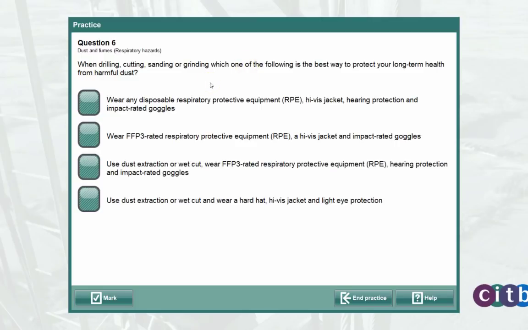When drilling, cutting, sanding or grinding, which one of the following is the best way to protect your long-term health from harmful dust? Wear any disposable respiratory protective equipment, RPE, high-vis jacket, hearing protection and impact-rated goggles. Wear FFP3 rated respiratory protective equipment, RPE, a high-vis jacket and impact-rated goggles. Use dust extraction or wet cut. Wear FFP3 rated respiratory protective equipment, RPE, hearing protection and impact-rated goggles. Use dust extraction or wet cut and wear a hard hat, high-vis jacket and light eye protection.